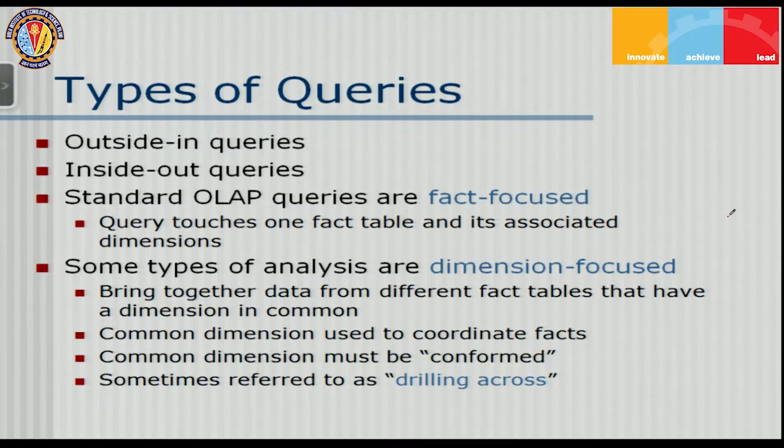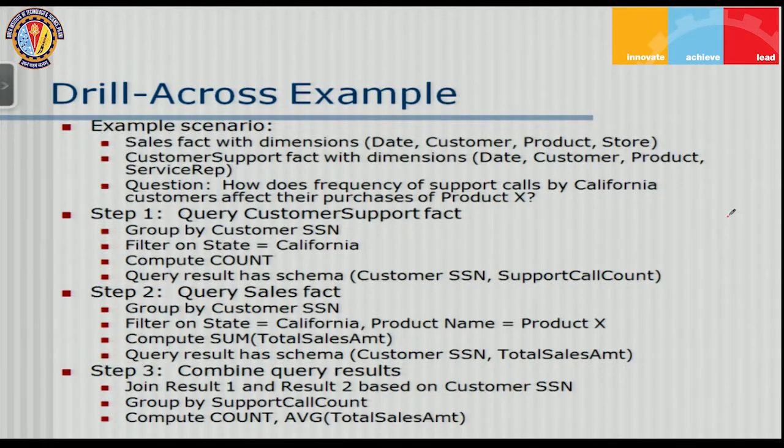So let me talk about a drill across scenario. What we have is a sales fact table with dimensions date, customer, product and store. And there is a customer support fact. So this is a sales fact here, and then we have a customer support fact with dimensions date, customer, product and service representative, right? You can see here that date, customer and product are common for these two fact tables.